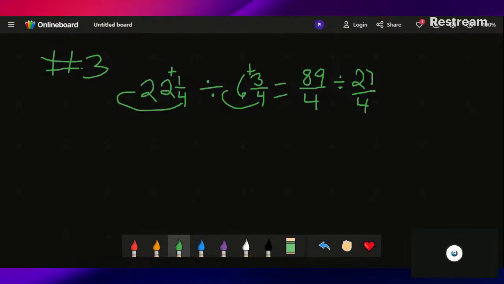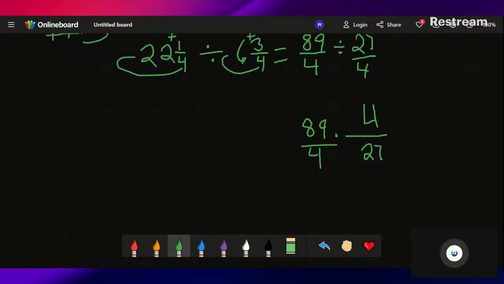Okay. Now remember, we're going to flip this because we're going to change the division into multiplication. So when we do that, we can flip it. And this 89 over 4 is going to stay the same. The only thing that's going to change is that we're going to flip this sign and change the division to multiplication. Now we're going to multiply across.